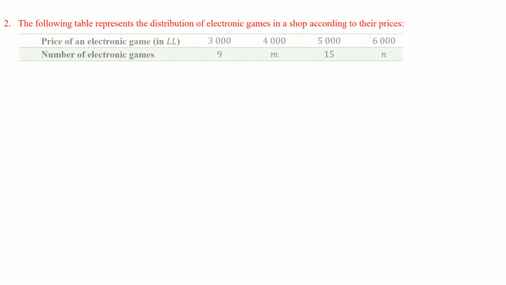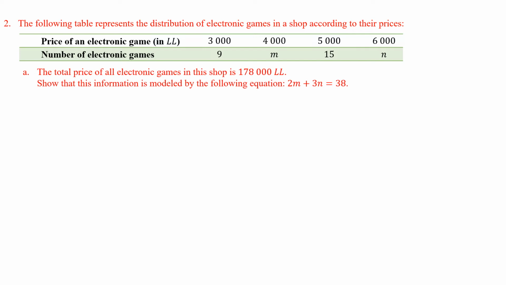The second part, they are giving us a table that represents the distribution of electronic games in a shop according to their prices. In part A, the total price of all electronic games in this shop is 178,000 Lebanese pounds. We have to show that this information is modeled by the equation 2m plus 3n equal 38.